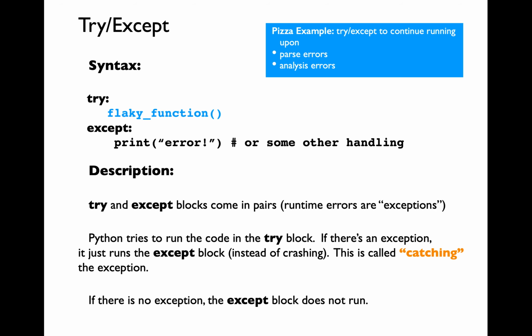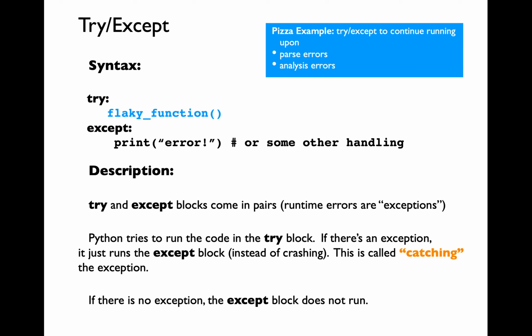So let me introduce you to one more term here that's called catching. Whenever we have a try except block and the code inside your try block runs into an error, then we are catching that particular error or exception inside the except block over here. The terms error and exception can be used interchangeably in Python, both mean the same thing.